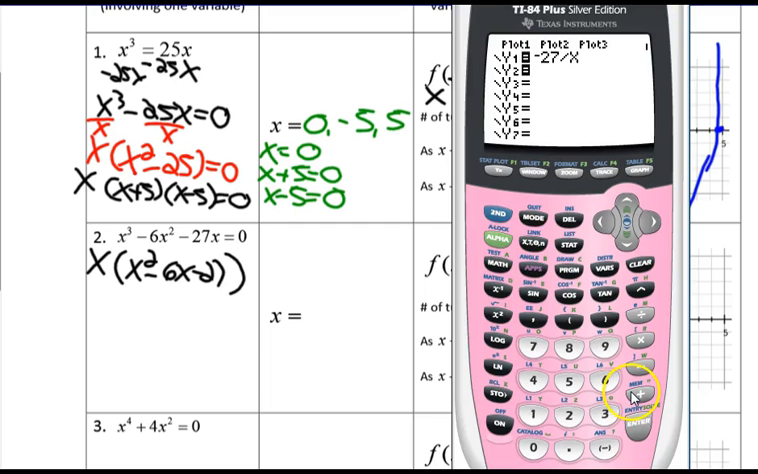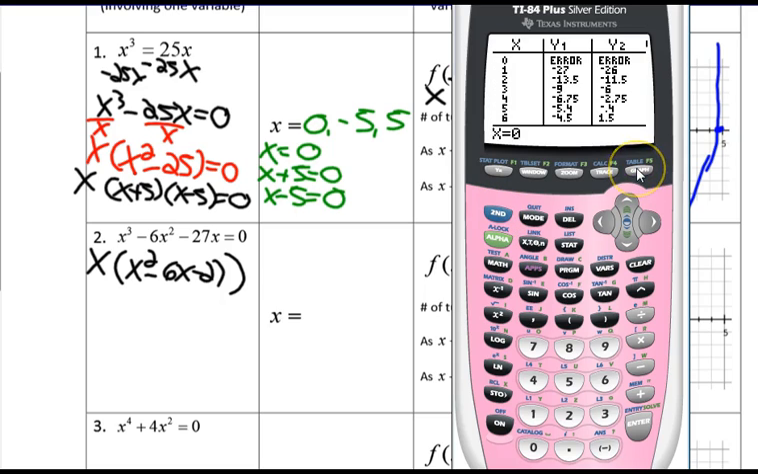Then where do I go? Second graph, which takes me to the table. And what am I looking for in this column? Which number? No, I'm looking for -6, right? These two are the factors. This adds up to those two factors. So what are my two factors?